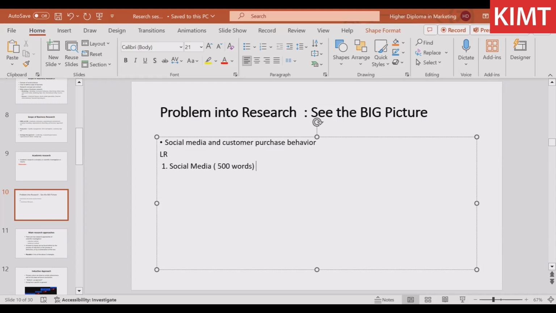Don't write exactly your variable, then you will be stuck. Understood?